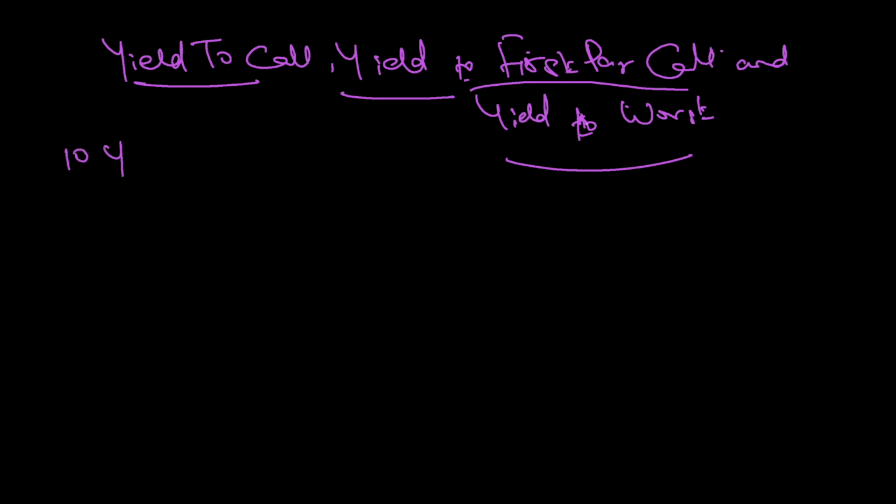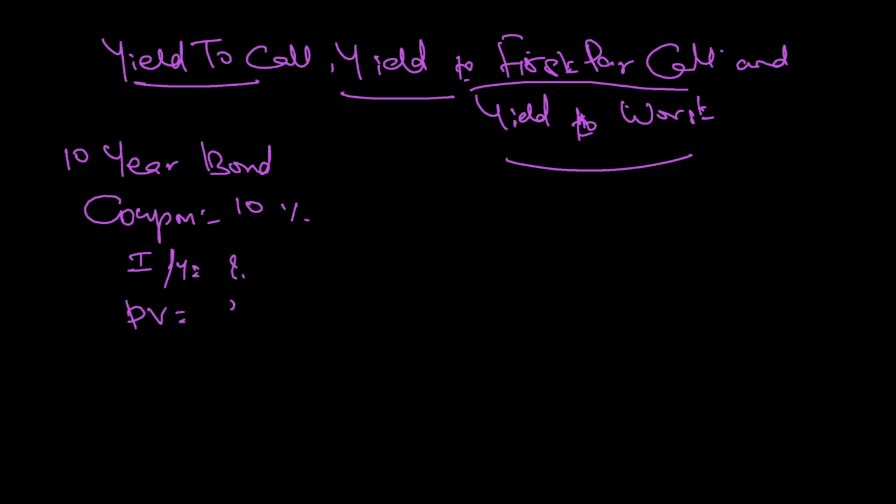Let's say there is a 10-year bond. Coupon is equal to 10 percentage. IY, let's say I don't know. And present value is, let's say, something like 941.10. And future value is 1000. So these are the given conditions.